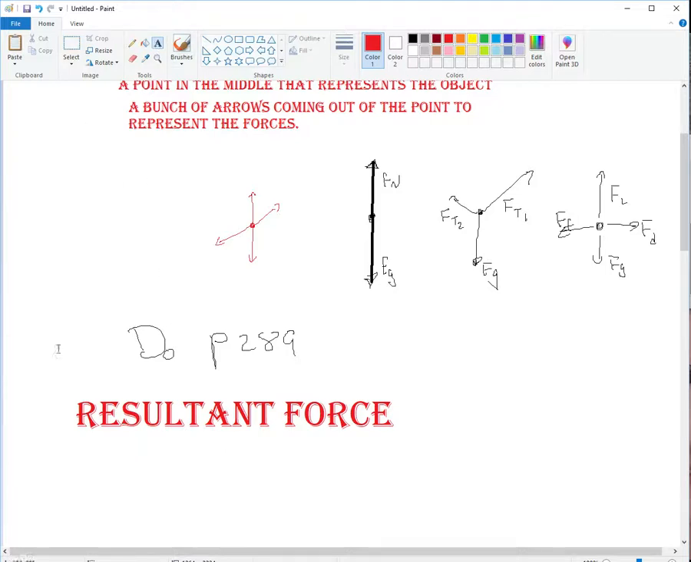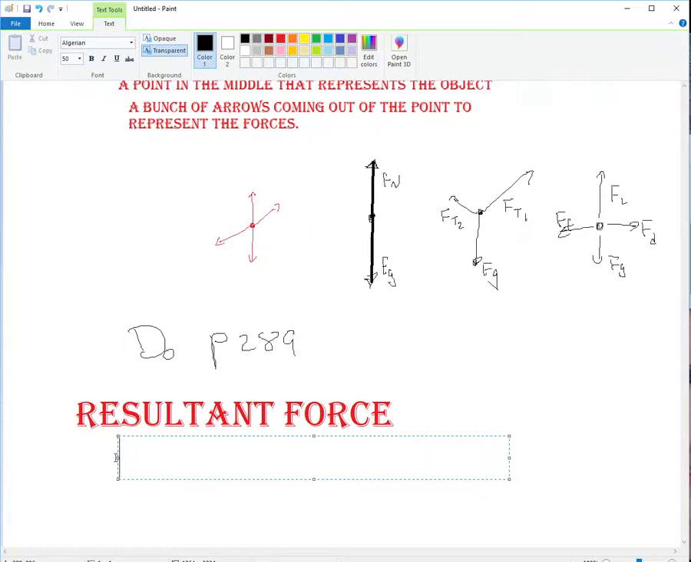So by definition, resultant force is going to be, we call it Fr. That R should be small. Why can't I make it small? Fr is equal to F1 plus F2 plus F3 plus dot dot dot F whatever. So depending on how many forces you have, the resultant force is going to be all of these forces added up together.